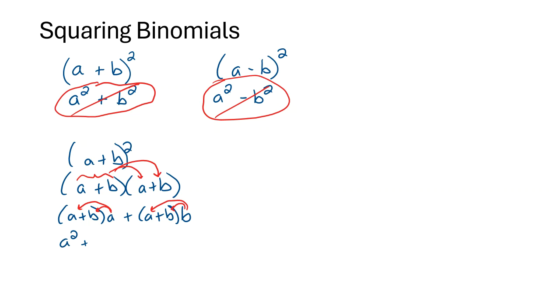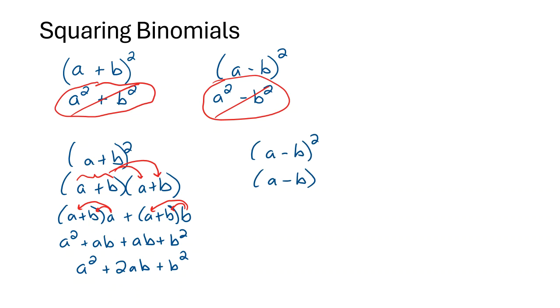We get a squared plus ab plus another ab term plus b squared, and we can combine those two ab terms together for a squared plus 2ab plus b squared. If I have a minus b quantity squared, let's do that the same way: a minus b times a minus b.